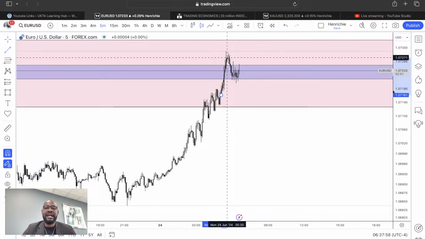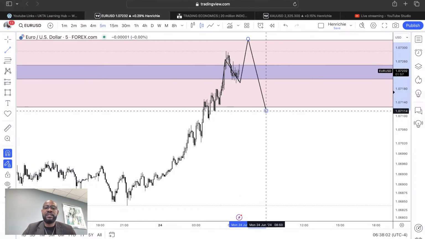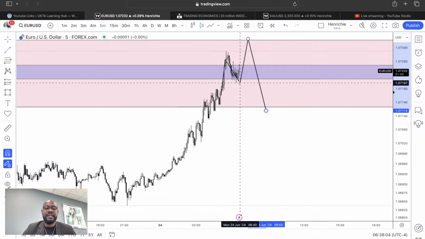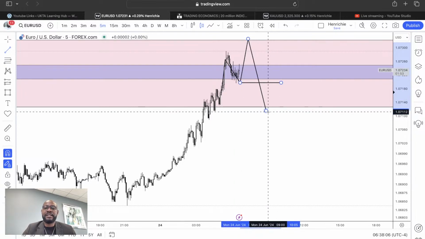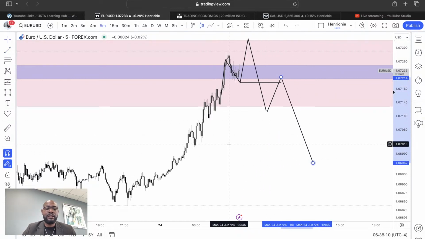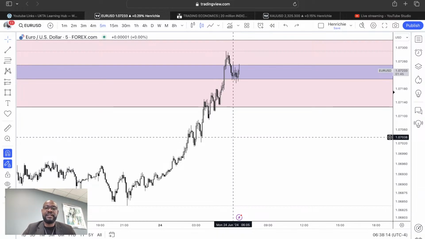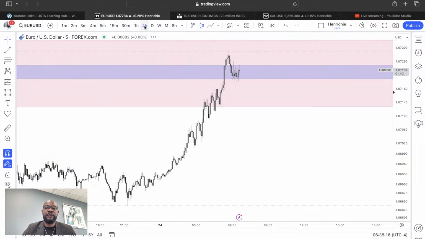So what I mean by that is we'll create a high, create a low, higher high, and wait to see a break of structure to the downside. Once I see that, I'm looking for a retest and a sell. So if I was to look for a sell, this is what I would like to see for me to sell Euro US dollar.